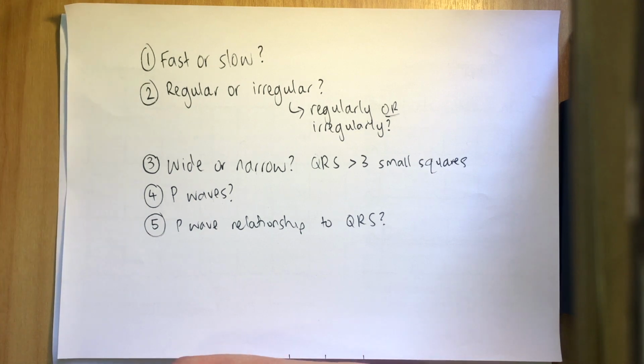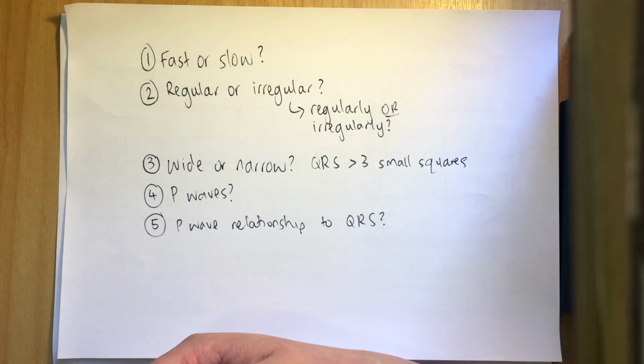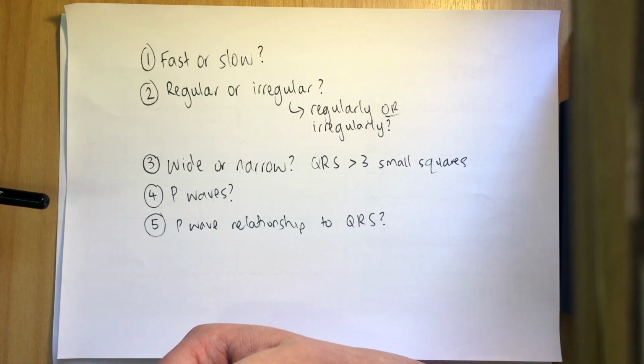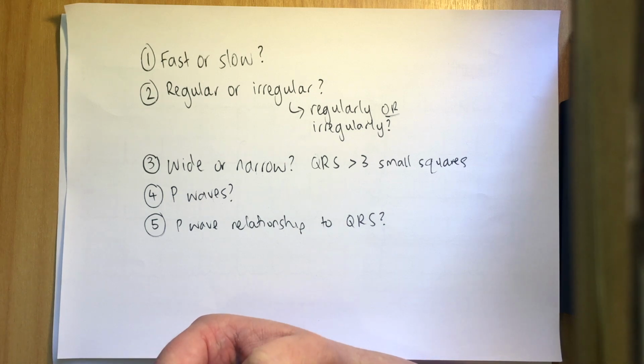So that's the basic system and the basic questions that we can ask ourselves when we're trying to figure out a rhythm. So just recapping, a rhythm really means whereabouts is the electrical signal in the heart coming from. Questions we can ask to help figure that out. Is it fast or slow? Is it regular or irregular? And if it's irregular, is it regularly so? Is it wide or narrow, the QRS complex, meaning greater than 3 small squares makes it wide? Do we have P waves? And what's the relationship of P waves to the QRS complexes? So that's our system for assessing the rhythm.